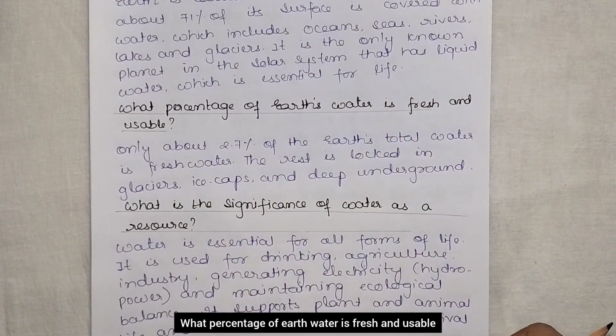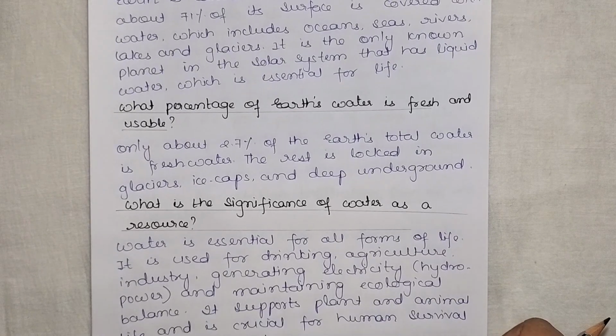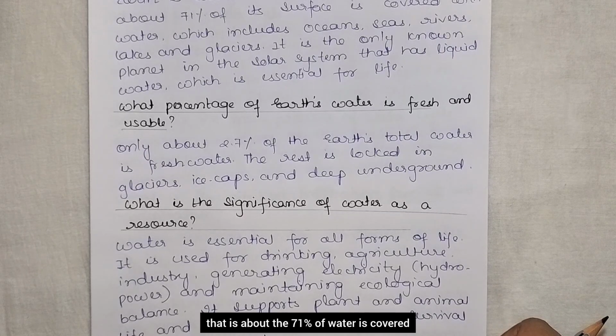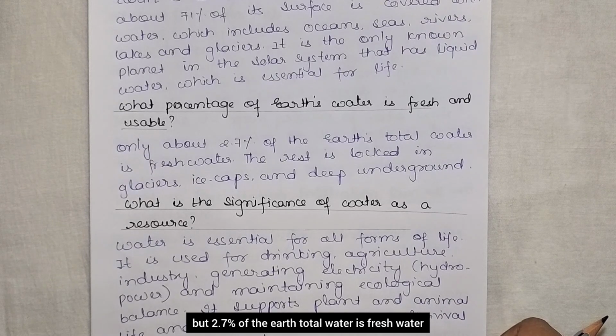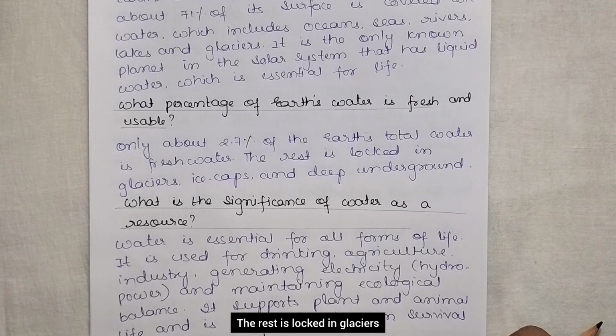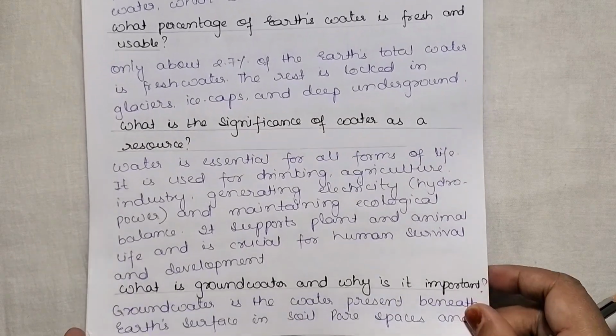What percentage of earth water is fresh and usable? Only about 2.7% of the earth total water is fresh water. That is, about 71% of the earth is covered with water, but 2.7% of the earth total water is fresh water, that is usable. The rest is locked in glaciers, ice caps and deep underground.